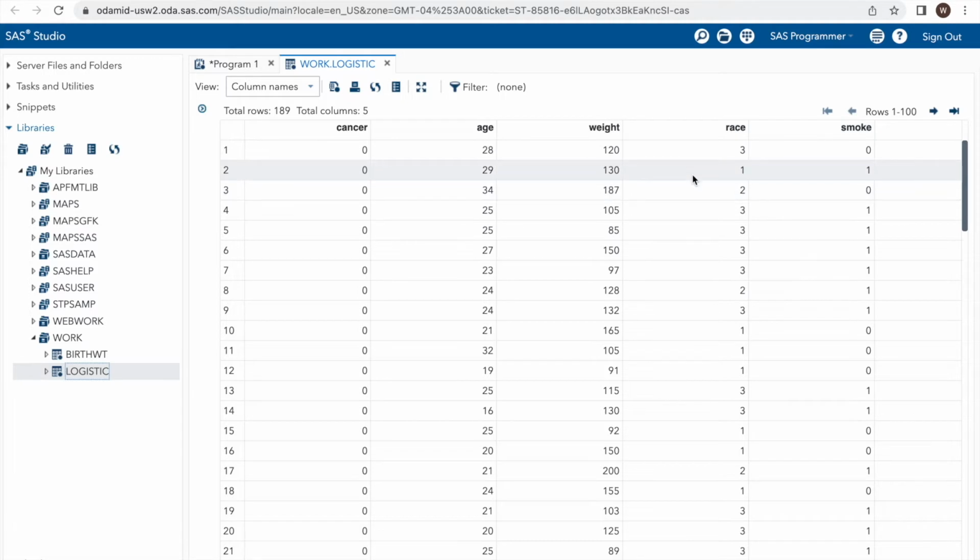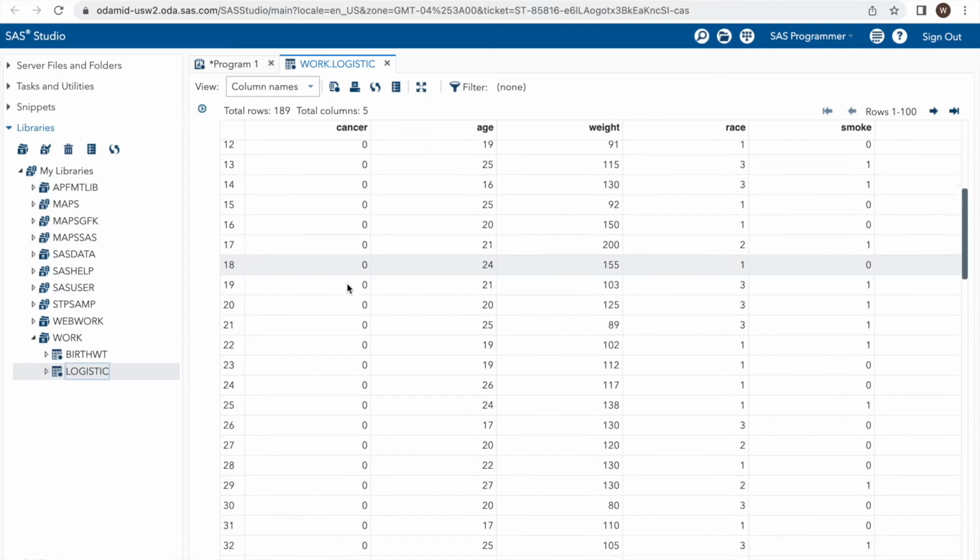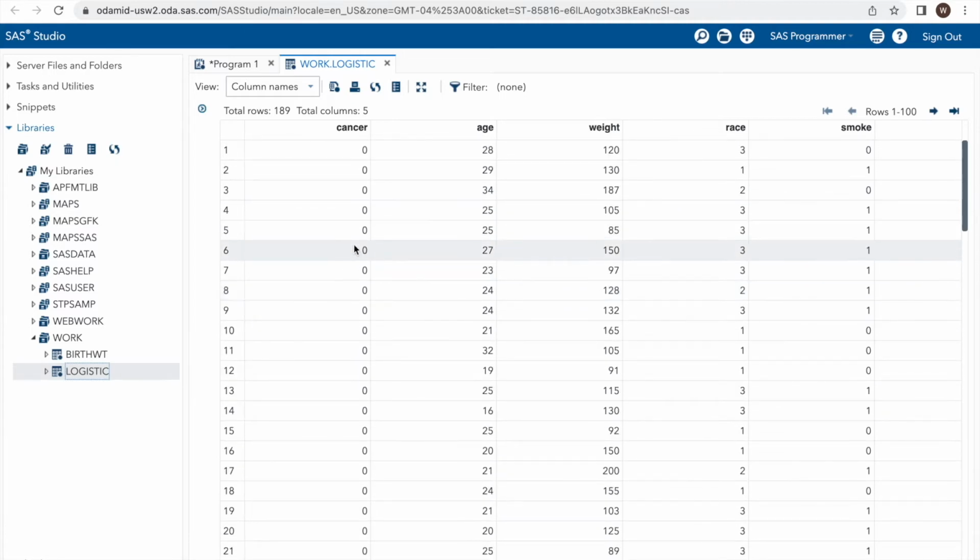For race, I think I coded it as 1 as white, 2 as black, and 3 as other. And for smoking, 1 is smoking positive, and for cancer, 1 is cancer positive. I forget what this data was for originally, so I don't know what type of cancer it is, and I actually don't even really know how to anticipate these relationships, so this will be interesting.